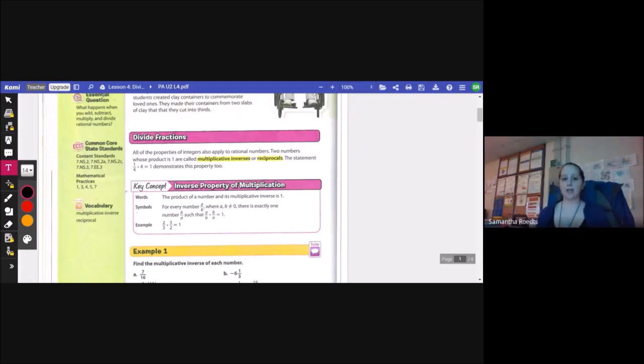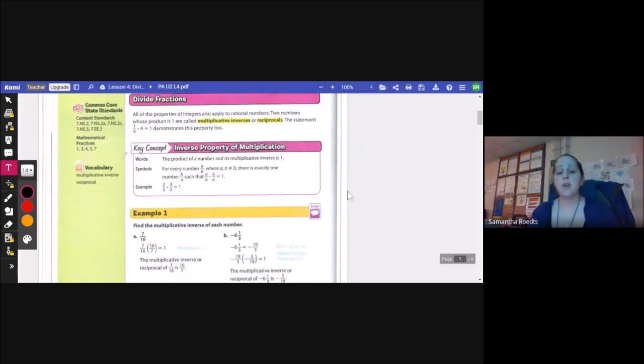Two numbers whose product is 1 are called multiplicative inverses or reciprocals. Reciprocals is probably the term that you've heard most often, but they're also called multiplicative inverses. So the statement 1/4 times 4 equals 1 demonstrates this property too. If I have 1/4 times 4, 4 times 1 is 4, 4 times 1 is 4, 4 divided by 4 is 1. Okay? So our key concept, inverse property of multiplication.